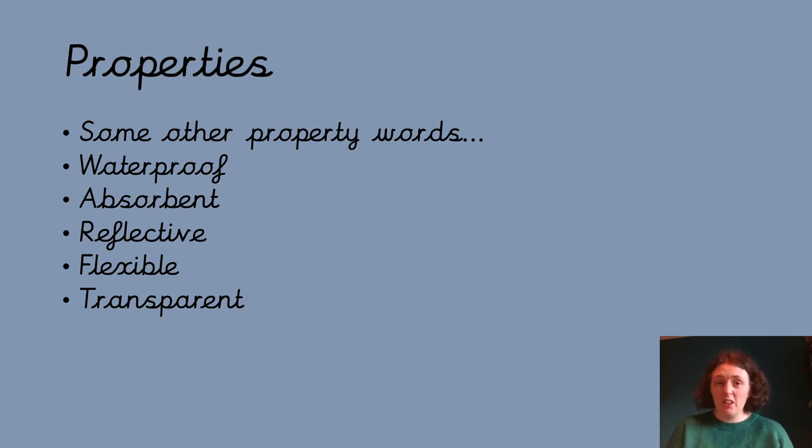Flexible is just a really posh science word for bendy. So my spoon is not flexible, it's not bendy at all. Whereas some fabric, I've got a blanket here that's made of fabric, this is flexible because I can bend it. And transparent is another of my favourite posh science words. Transparent means see-through, that light can travel through it. It's the opposite of opaque.